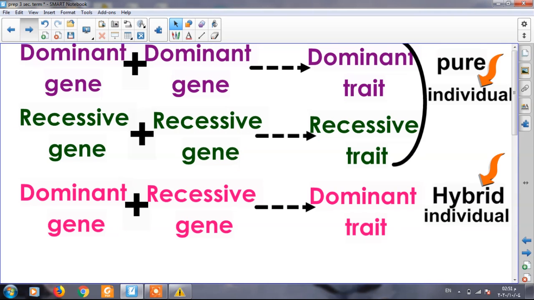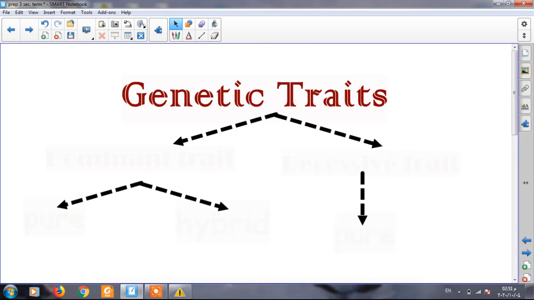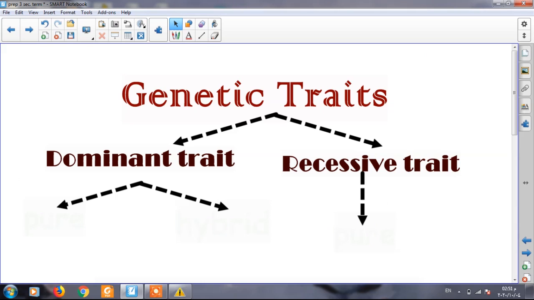Okay, so by this way the genetic traits, like we said before, are of two types, dominant trait and recessive trait. Remind me, the dominant trait may be what? May be pure only, hybrid only, or both of them? No, both of them. If the dominant trait consists of two similar genes, it becomes pure. If it consists of dominant and recessive, meaning different, it becomes what? It becomes hybrid. What about the recessive trait?